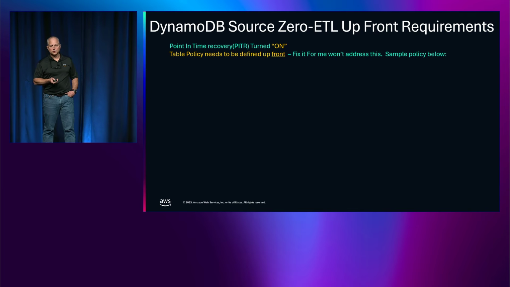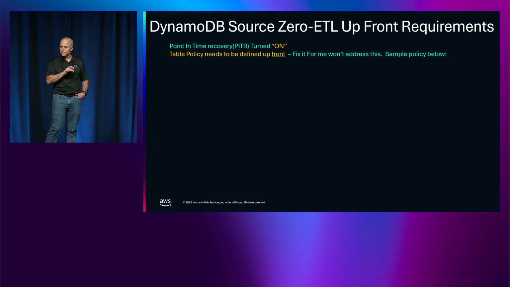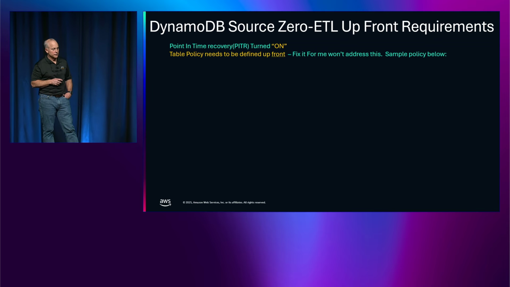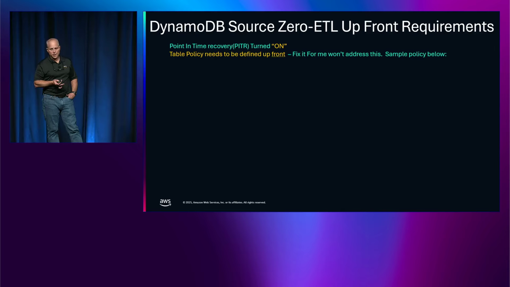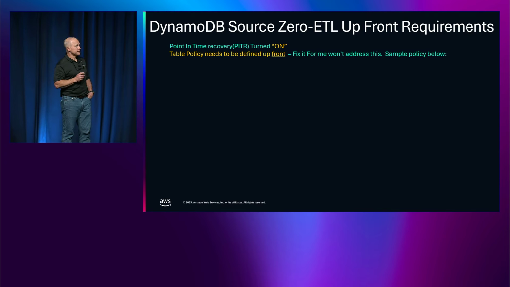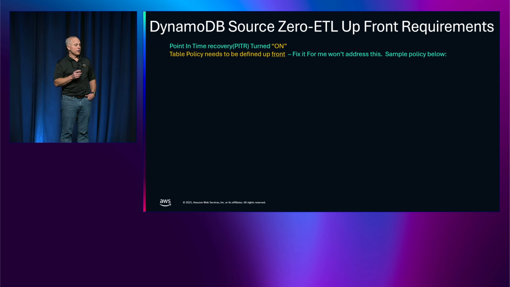So DynamoDB as a source for our zero-ETL, there are some upfront things that we have to do before we can start the process of walking through building that integration pipeline. First, it needs point-in-time recovery, so you turn that on. The other thing that you need to do is it needs to have a table policy up front that'll enable Redshift and Glue to go scan our table and our export table.